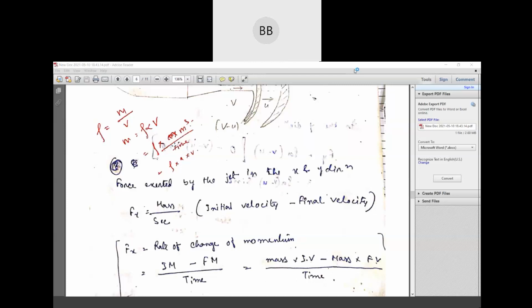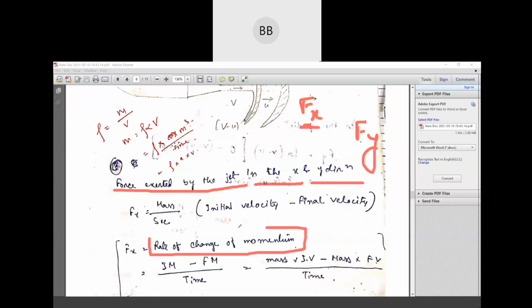So what is F of x or F of y? That is the force exerted by the jet in the x and y direction. If we consider F of x, that is the force exerted by the jet in the x direction, and similarly in the y direction. Or else you can also say that F of x is nothing but your rate of change of momentum.